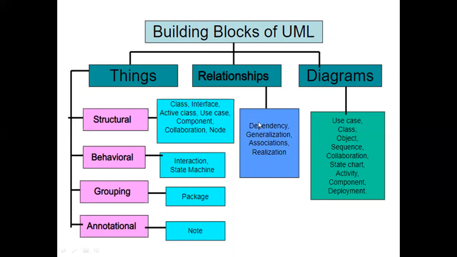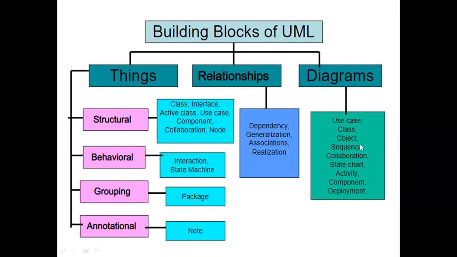Okay, in our syllabus, there are four types of relationships, that is relationships among the objects. In the second unit, we explained about relationships: what are the relationships among the classes, and what are the relationships among the objects. So there are four types of relationships among classes or objects. First one, dependency.